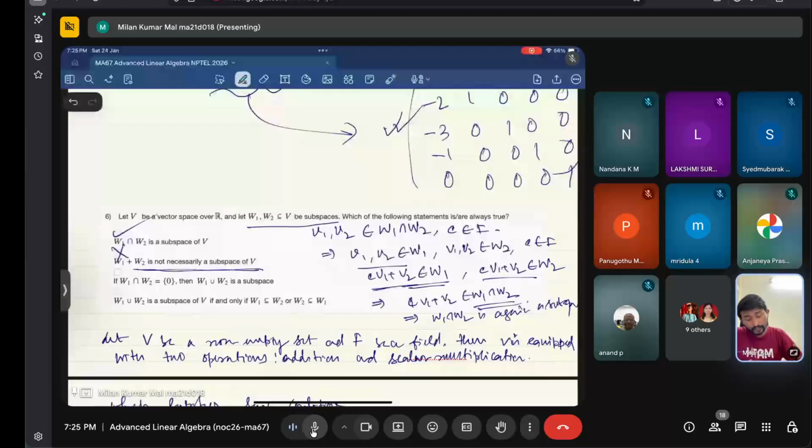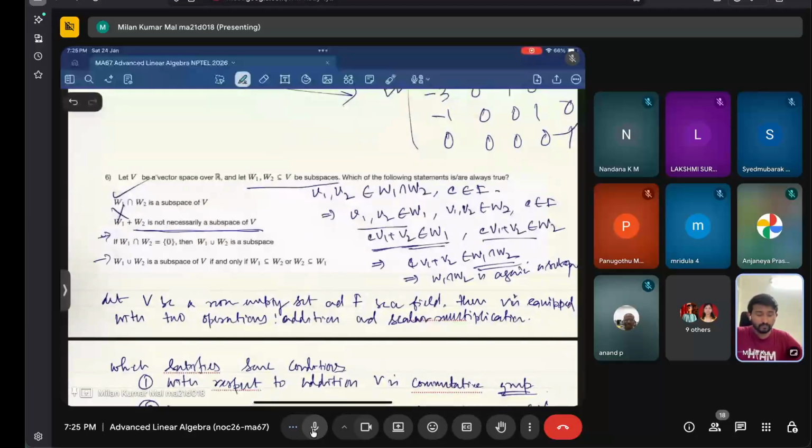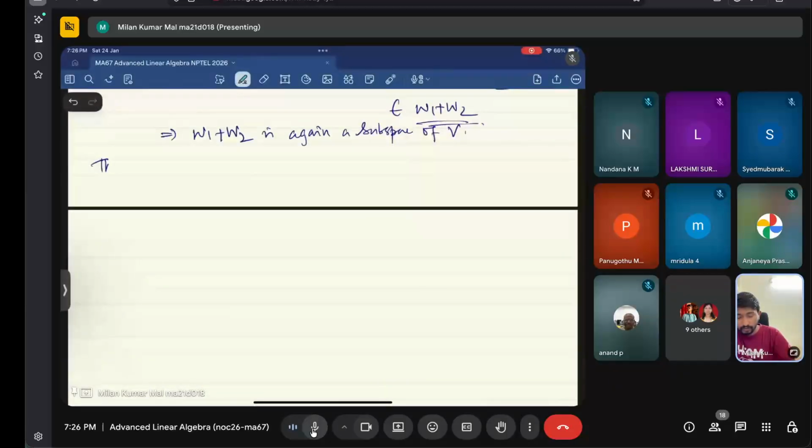Now the third one says that if W1 intersection W2 is 0, then is W1 union W2 a subspace or not. But before checking whether this is true or not, here I am doing a theorem actually. W1 and W2 are subspaces of V. Is W1 union W2 a subspace or not? That is a subspace under some condition. So this is the theorem one can say. So this is the theorem: W1 and W2 are subspaces of V.